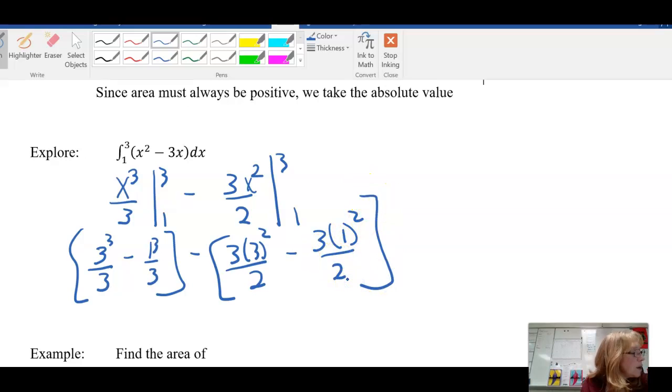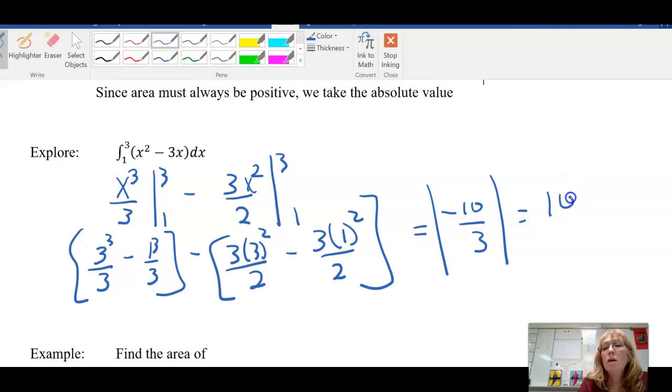All right, I hope you did a good job there. Type all those in to your calculator and you should have gotten a negative 10/3. But it has to be absolute value, which gives you 10/3 or 3.3 repeating.